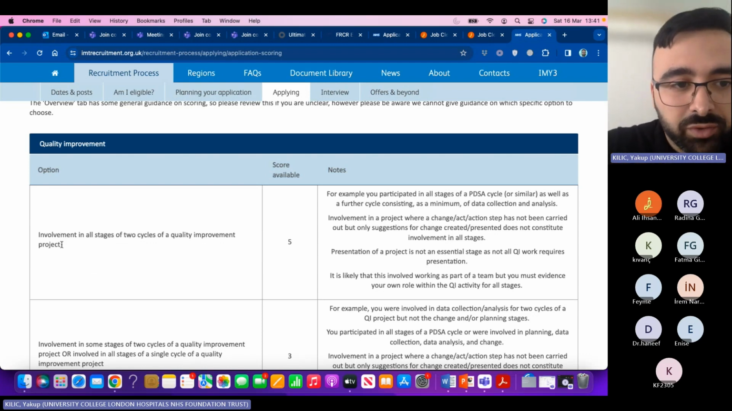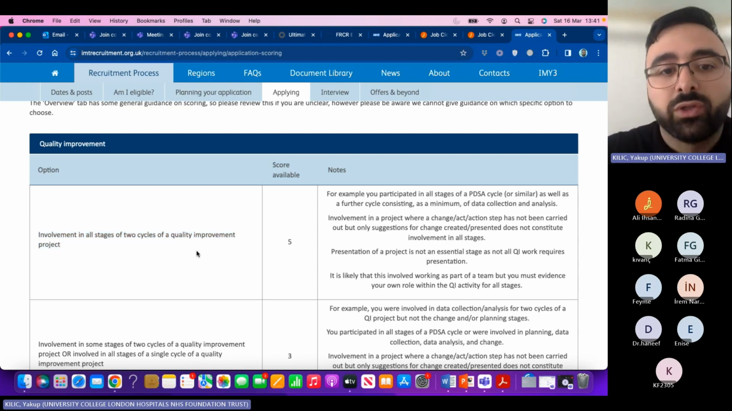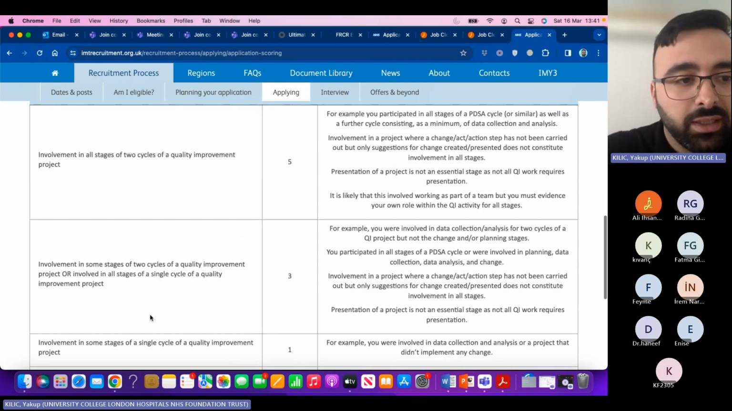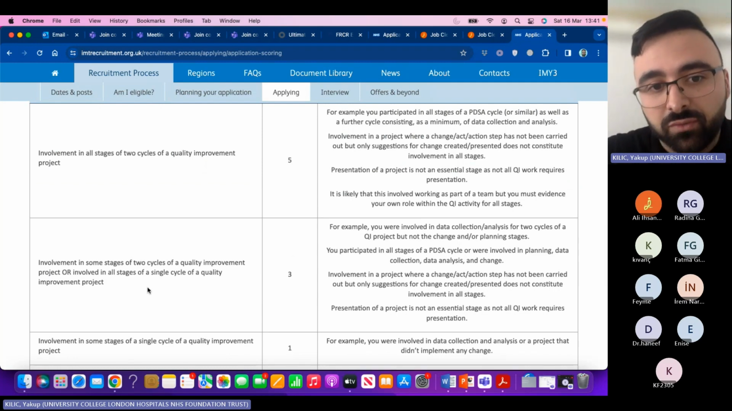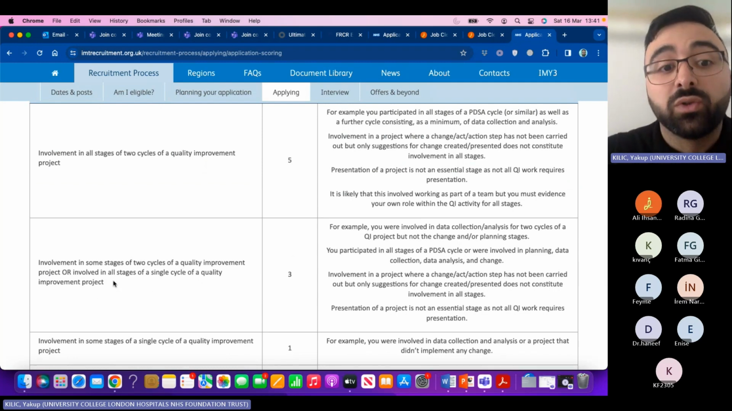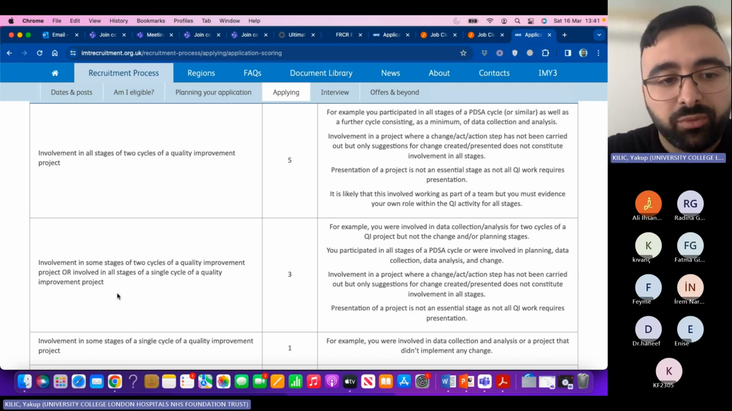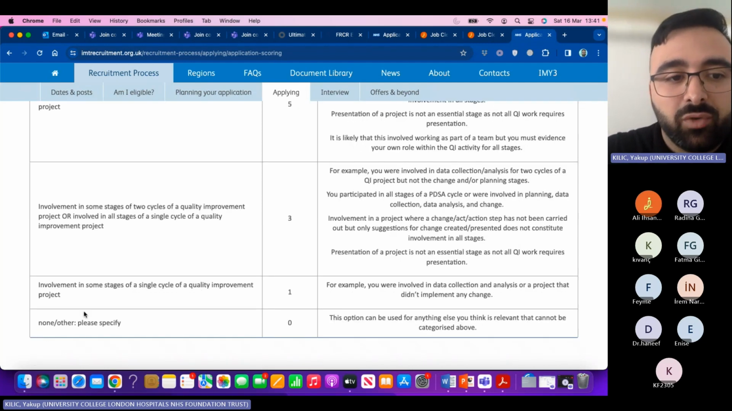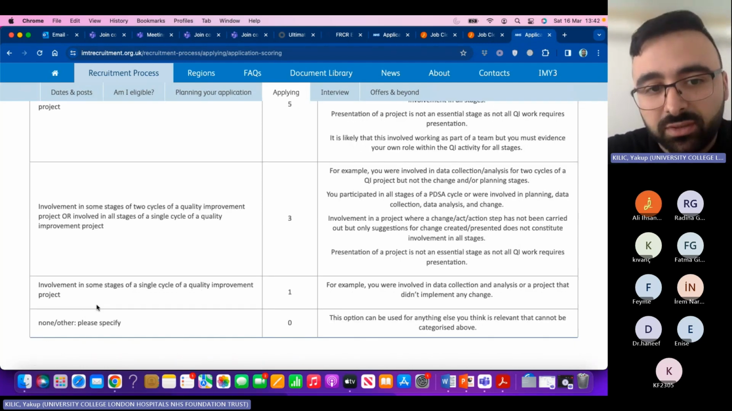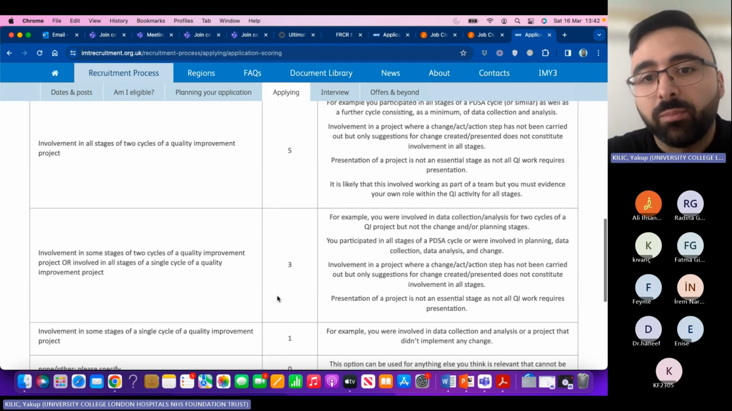So if you've been involved in all stages of 2 cycles of a quality improvement, that's 5 points. Okay. Involvement in some stages of 2 cycles of a quality improvement project, or involved in all stages of a single cycle of a quality improvement project, that's 3 points. And involvement in some stages of a single cycle of a quality improvement project, that's only 1 point.